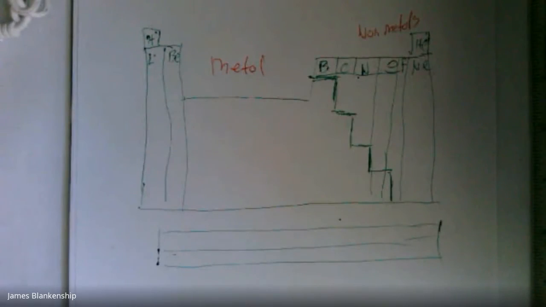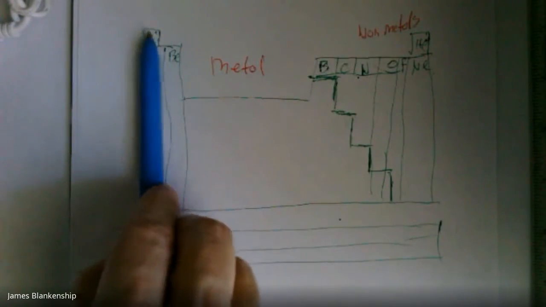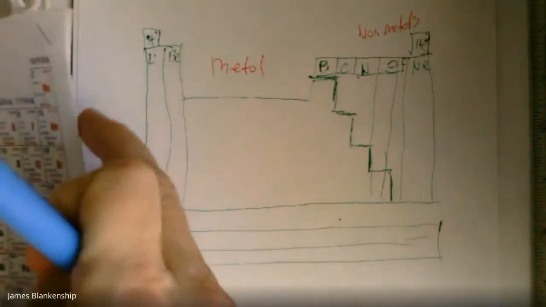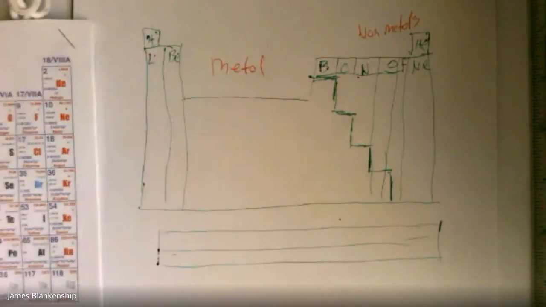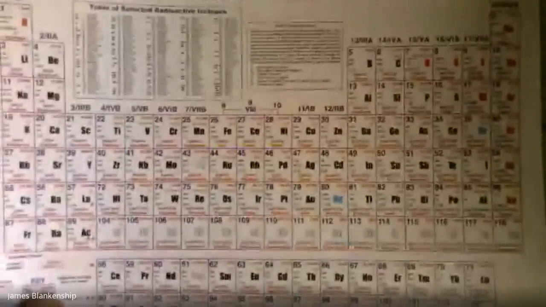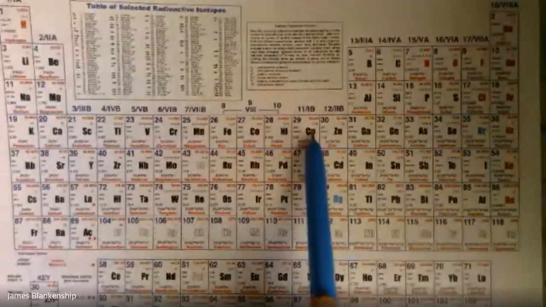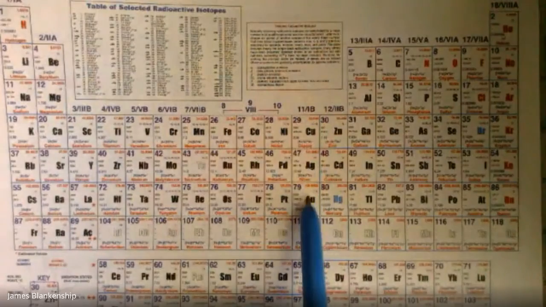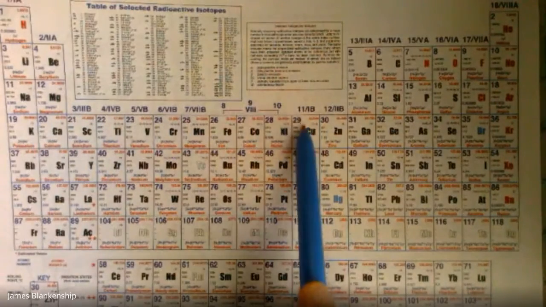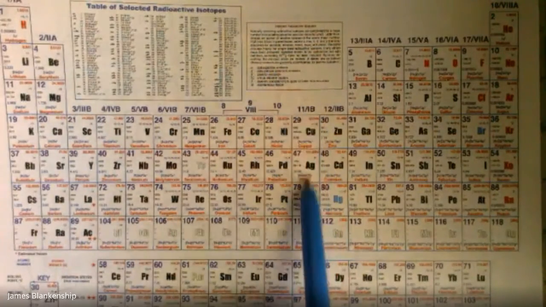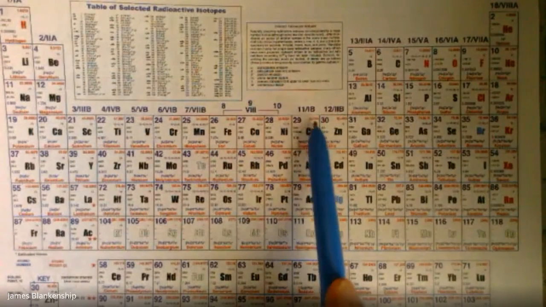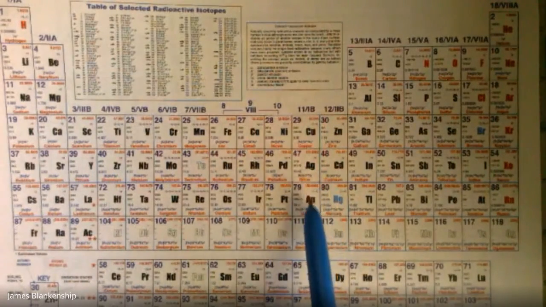Now, elements that are in the same column behave very similarly. If you look at, say, copper, silver, and gold, notice they are all in a line right there. They have very similar properties. That's also why we use them for money, because they're very malleable, because they have very similar properties.